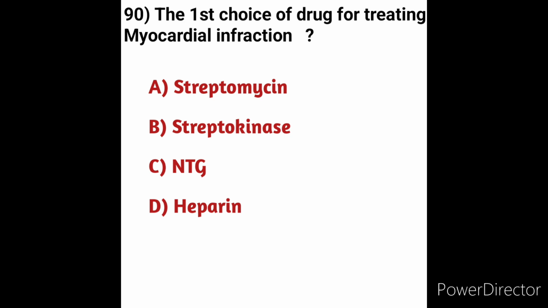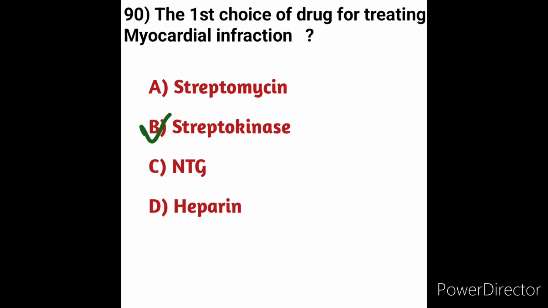Streptomycin is an antibiotic primarily used as part of multi-drug treatment for pulmonary tuberculosis. Streptokinase is used to dissolve blood clots that have formed in the blood vessels, in treatment of acute ST segment myocardial infarction, deep vein thrombosis, pulmonary embolism and arterial thrombosis. So option B, streptokinase, is the first drug of choice for myocardial infarction. Nitroglycerin treats episodes of angina in people who have coronary artery disease. Heparin is used to prevent blood clots from forming in people with medical conditions. So here option B is the correct answer.